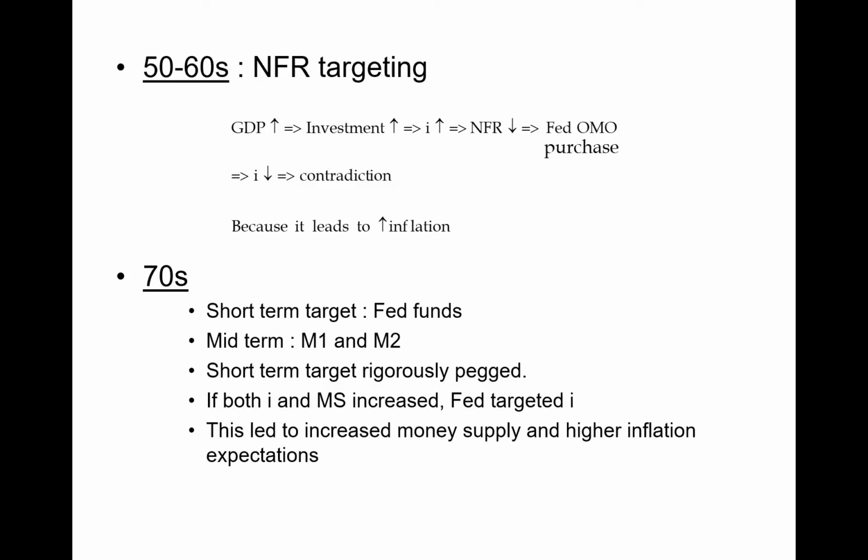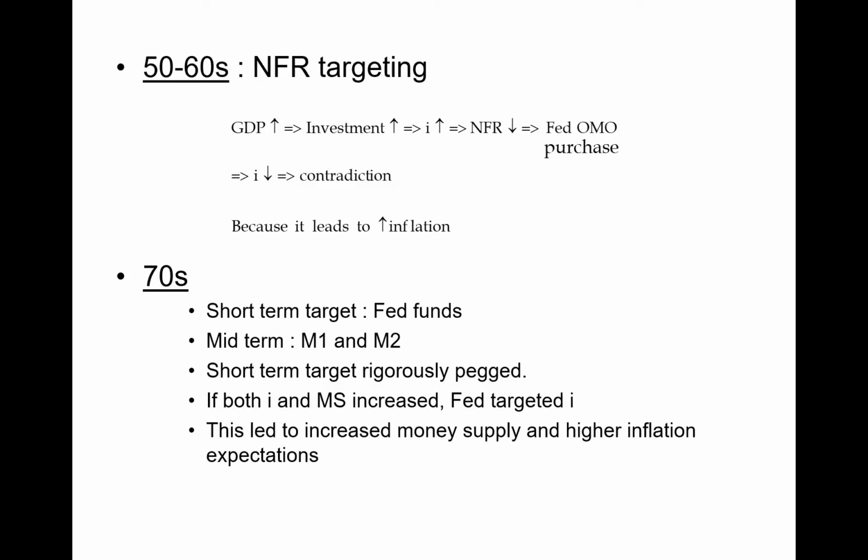So then the Fed does open market operation purchases and gives money in the hands of people. So that's what the Fed did. But when they gave money to people, the people started buying a lot of bonds. When people started buying a lot of bonds, its price went up and the interest rate went down. But wait, we're targeting net free reserves, right? So this is a contradiction, because it leads to greater inflation.